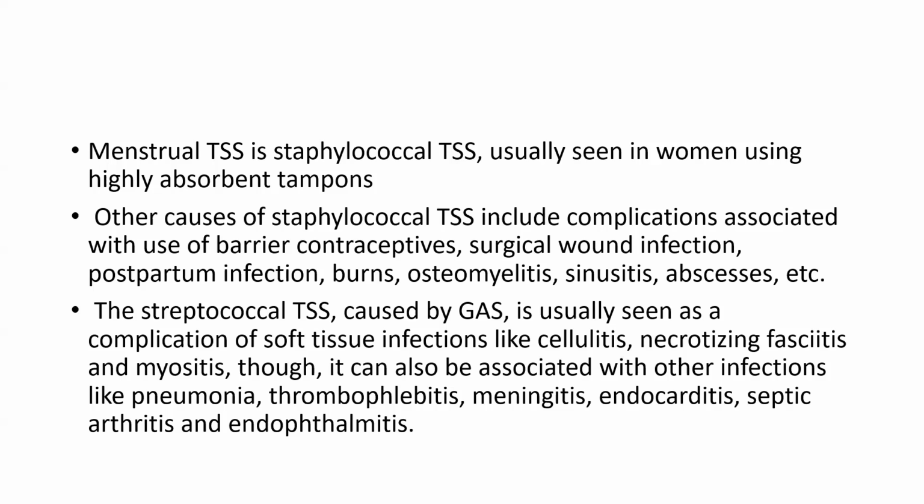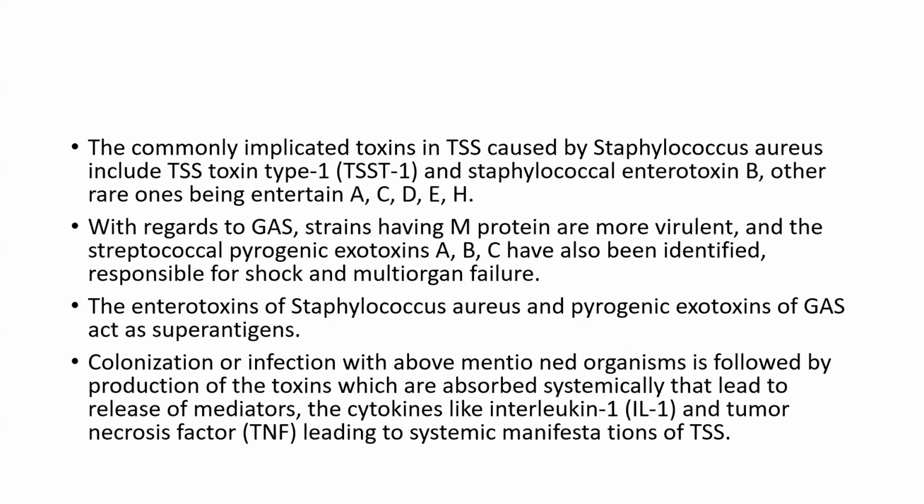Streptococcal toxic shock syndrome is caused by group A streptococcus and it is seen as a complication of soft tissue infection like cellulitis, necrotizing fasciitis, myositis. It can also be associated with other infections like pneumonia, thrombophlebitis, meningitis, endocarditis, septic arthritis, and endophthalmitis.